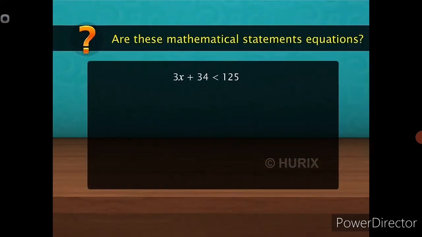Now that we've reviewed equations, can we say that these mathematical statements are simple equations? Observe the symbol between the left and right-hand sides in each of these mathematical statements. None of these symbols represent equality. In an equation, the left-hand side must equal the right-hand side. In each of these statements, the left and right-hand sides are not equal, and so these statements are not equations.